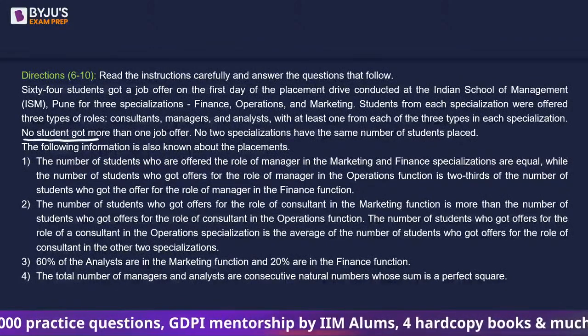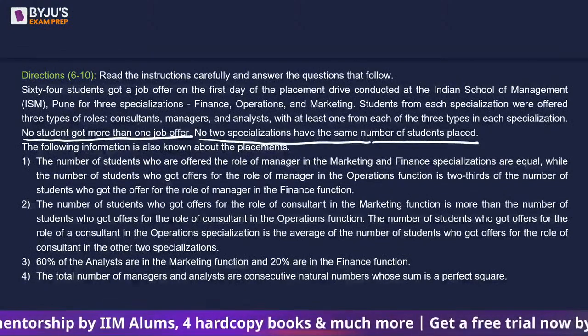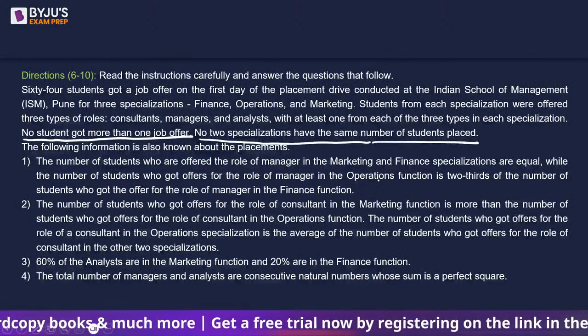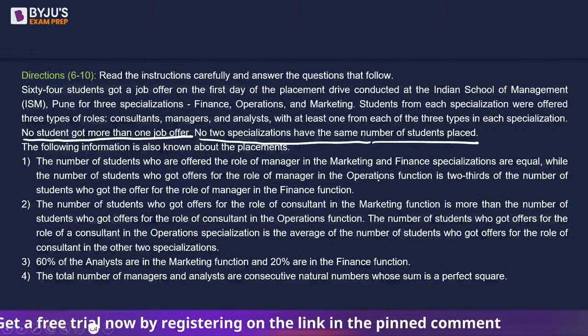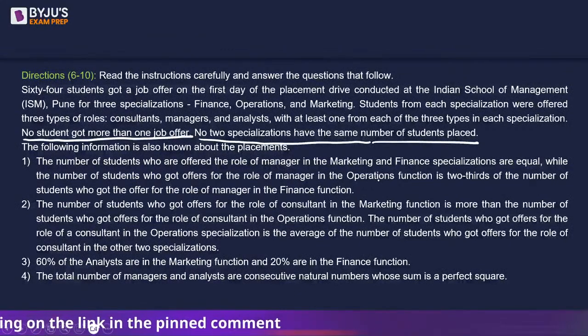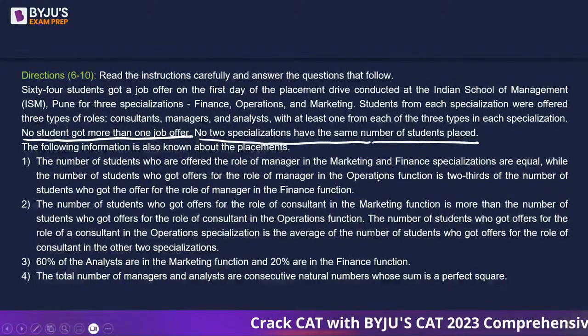See, no student got more than one job offer and no 2 specializations have the same number of students placed. Initially, on reading, it looks like a set theory question with 3 sets, but we cannot have a combination of operations and management, as a student cannot get more than one job offer. Similarly, two specializations, let's say consultant and manager, cannot be in the same specialization. So in finance there is no single role where you can be a consultant as well as a manager. That means it is not a set theory question, it's a simple table based question, right?